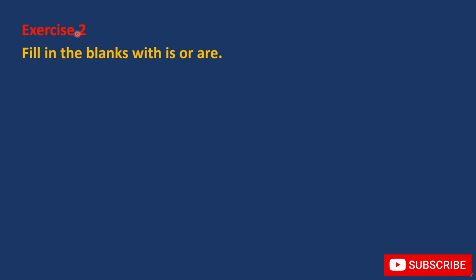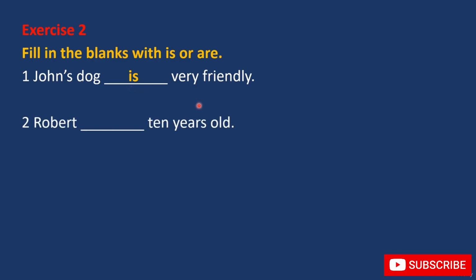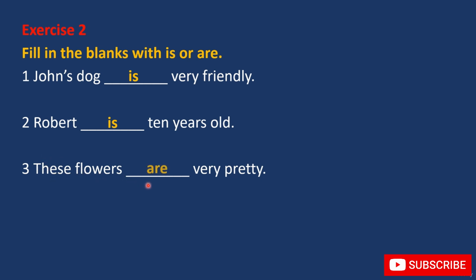About exercise 2, I need you to fill in the blanks with is or are. In the previous exercise, we used am or is or are, but here we need just is or are. John's dog ___ very friendly. John's dog, singular. Excellent. Is very friendly. Robert ___ 10 years old. Robert is 10 years old. Great. These flowers ___ very pretty. Wonderful.